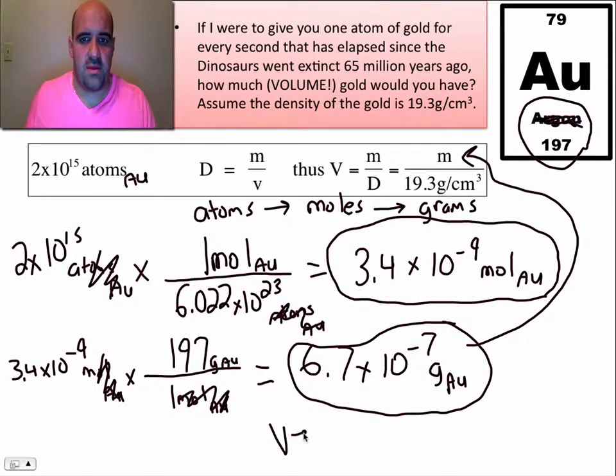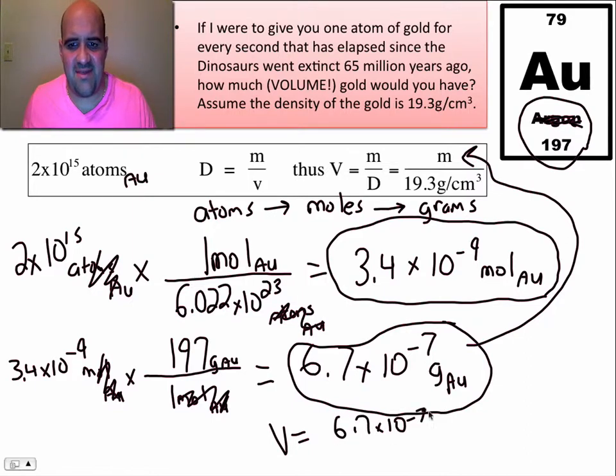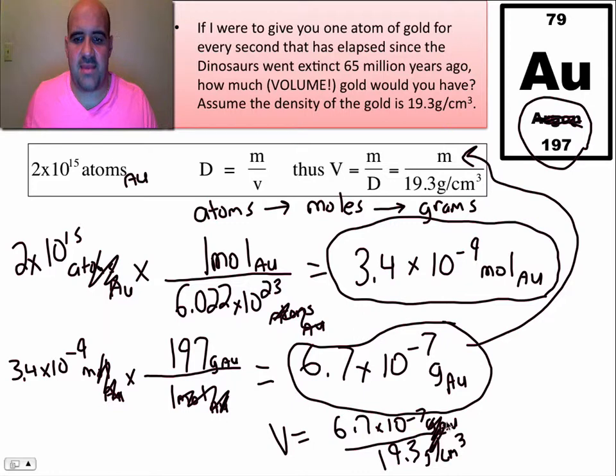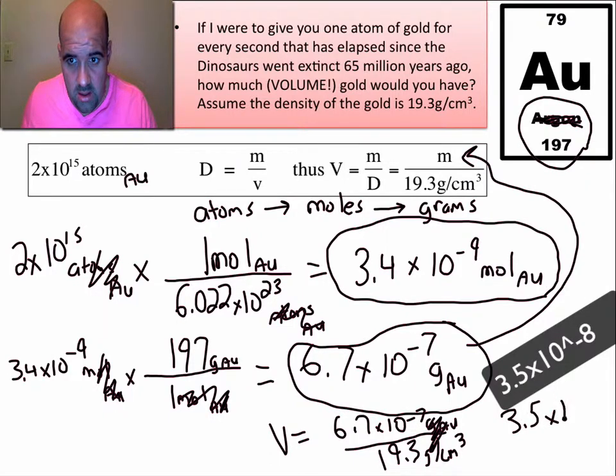So volume equals 6.7 times 10 to the negative 7th grams of Au divided by 19.3 grams per centimeter cubed. And of course, the grams are going to end up canceling. We're going to be left with just centimeters cubed. And that's going to equal 3.5 times 10 to the negative ninth centimeters cubed of Au. And that's going to be a very small volume of gold.